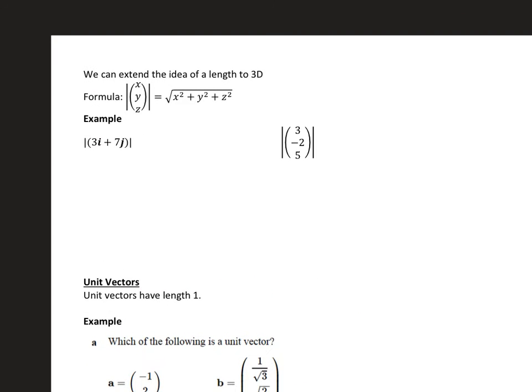We can extend this idea to 3D. So we don't talk about directions too much at A level in 3D, but we do talk about lengths. So the length is just Pythagoras still. So the first example is 3D still. So to get the length, and we use the two lines to denote the length. So these two lines just means length.